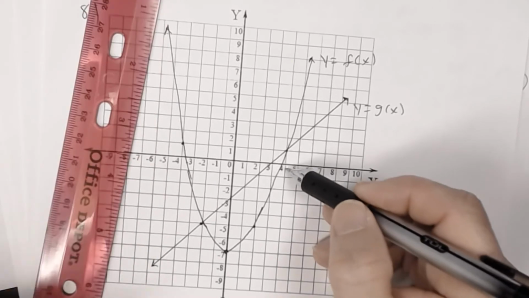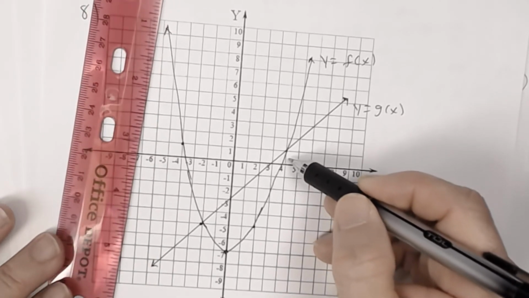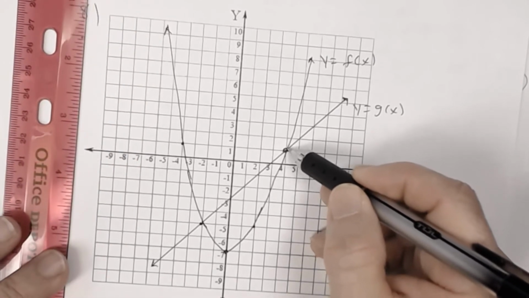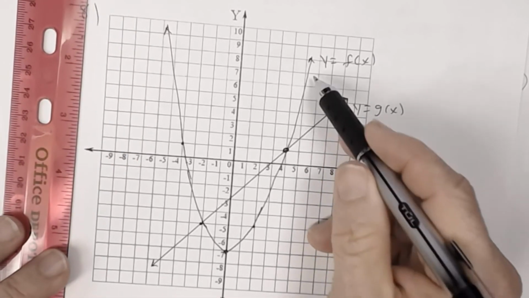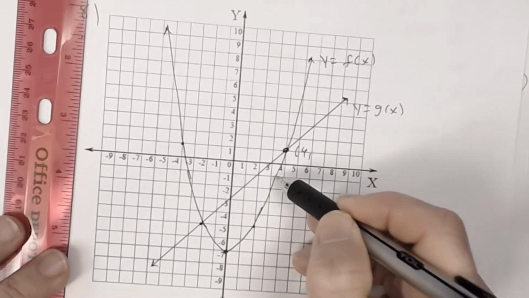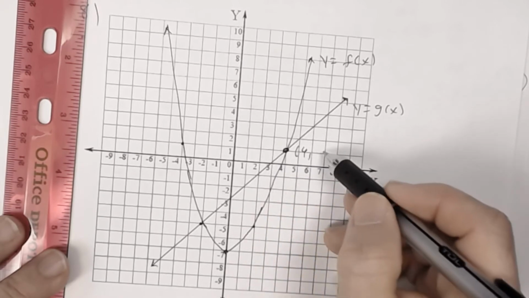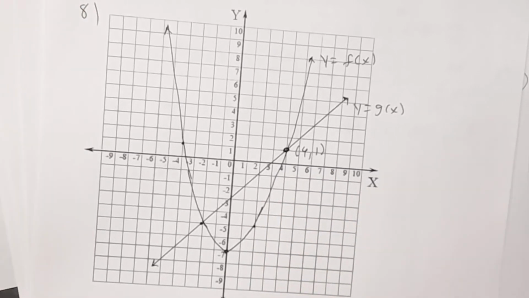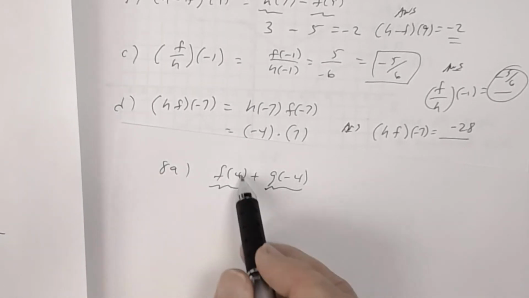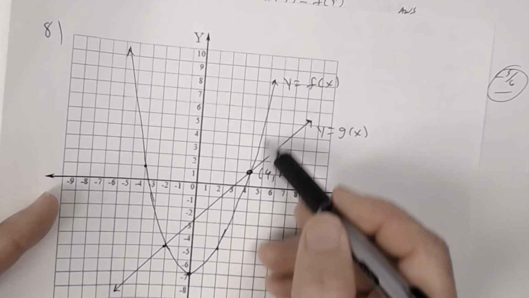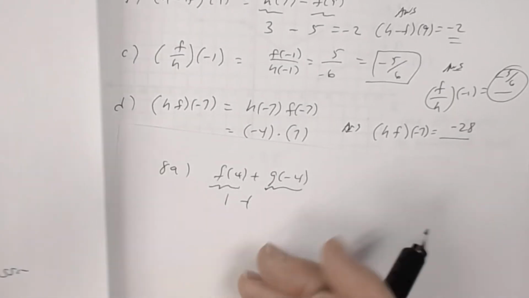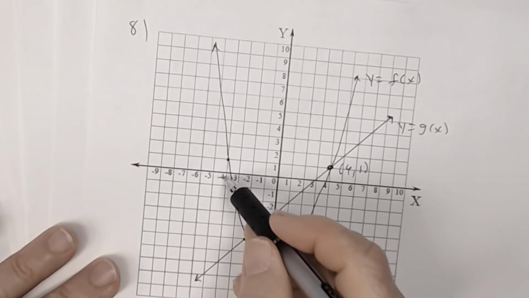So here is x equal 4 right here. Y'all see it? And so here's the point on your quadratic function. So when x is 4, what's that y value? That y value is 1. Okay? So what I found is this. The y value for f of 4, so when x is 4, my y value is 1. Plus, now I got to find g of negative 4. So here is negative 4 right here.